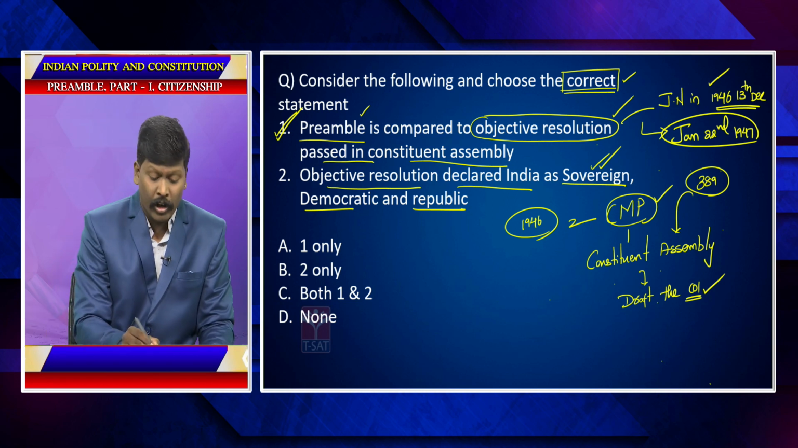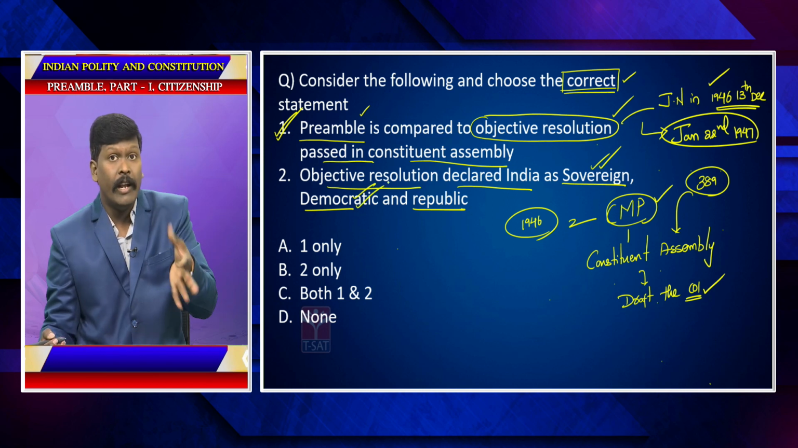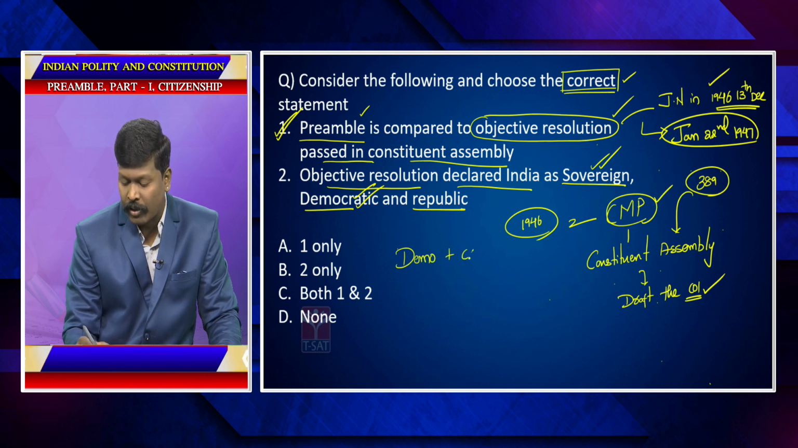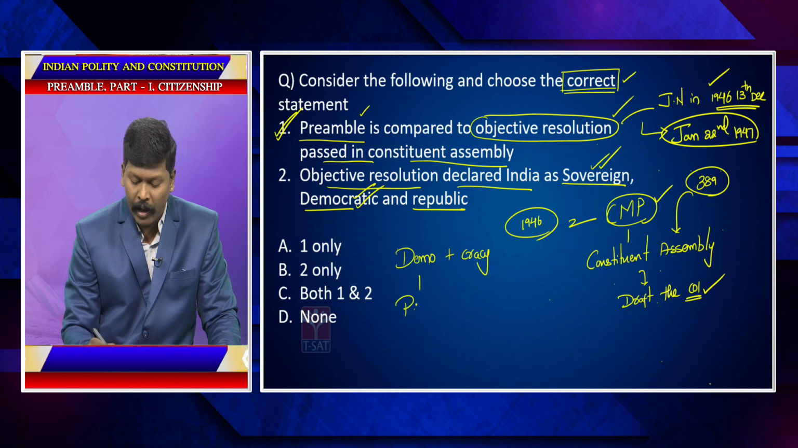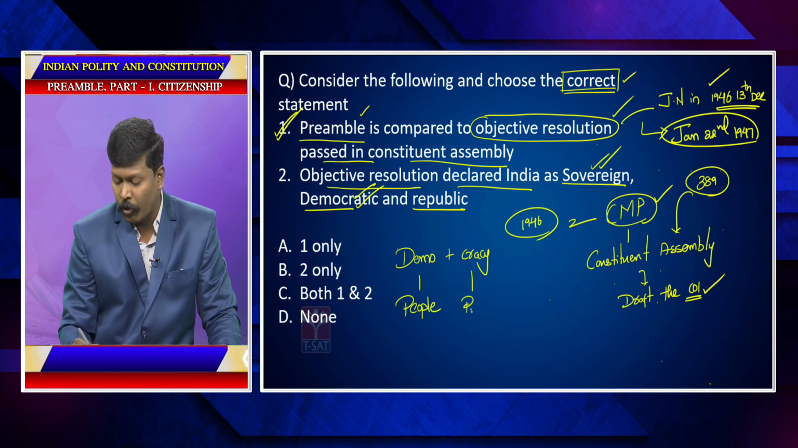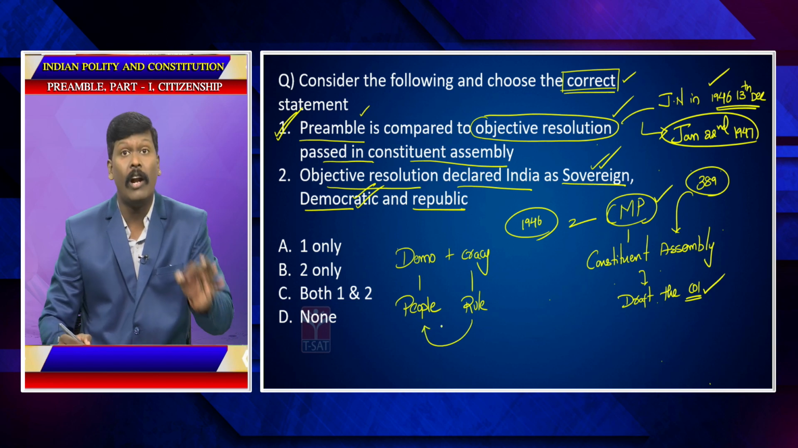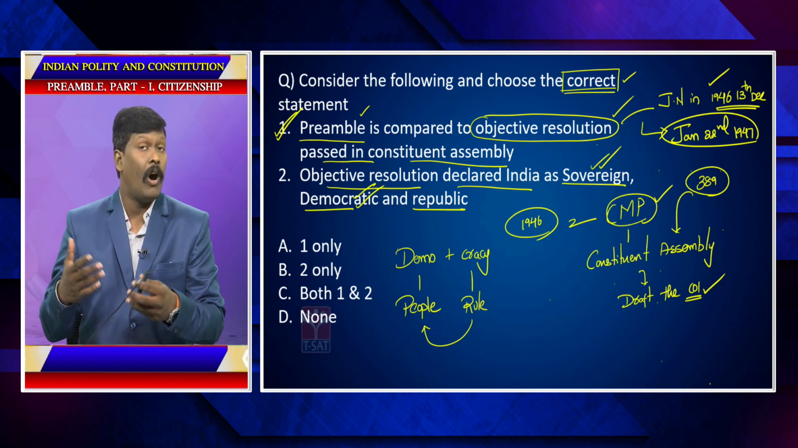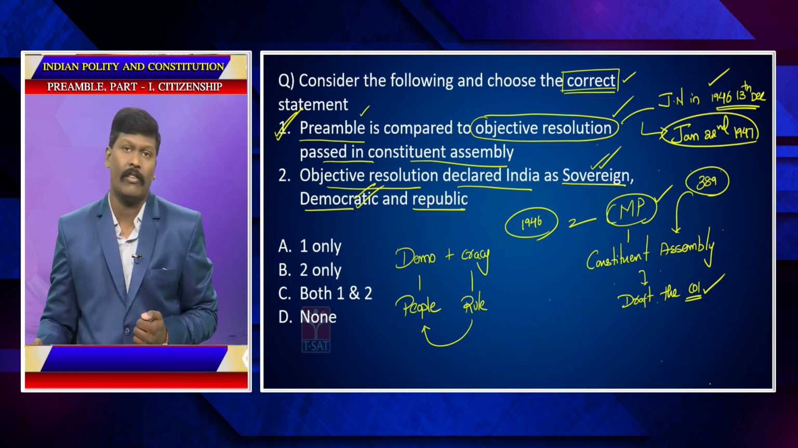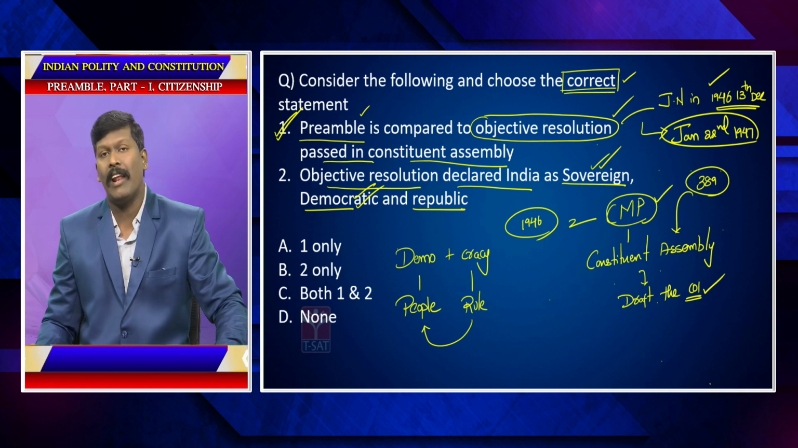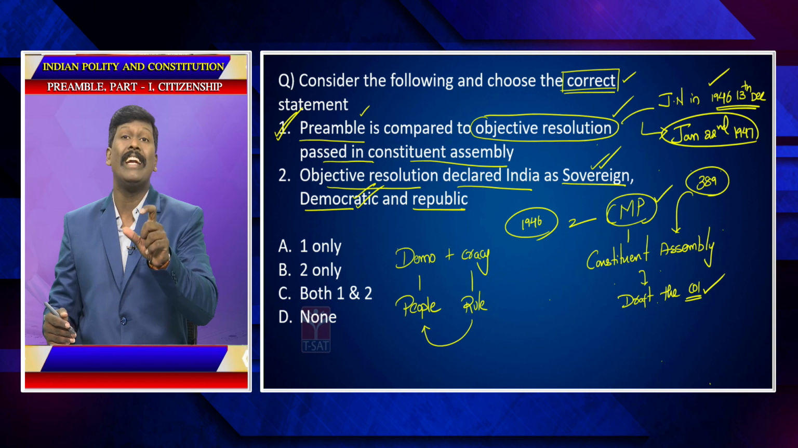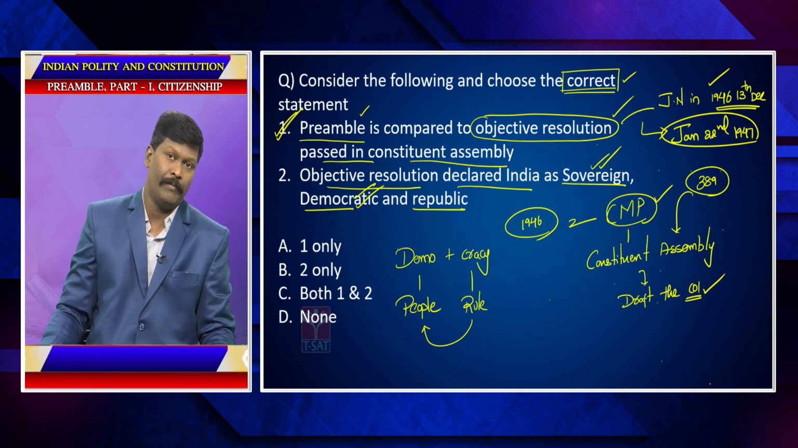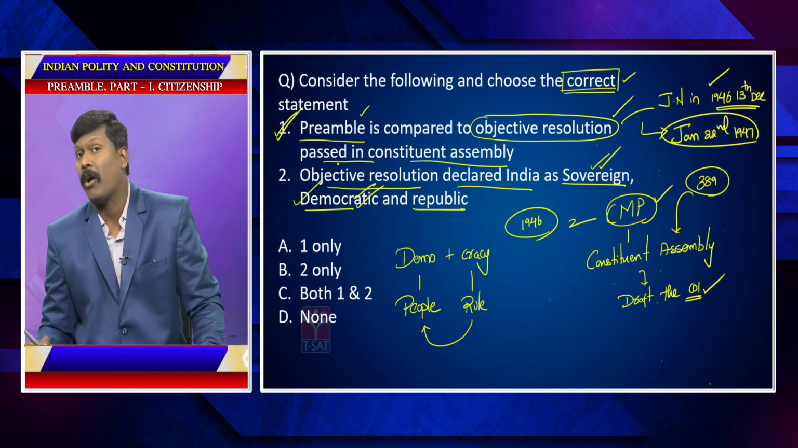Absolutely correct. India is not only a sovereign country, India is also a democratic nation. I told you in the first class, demo plus cracy. Demo means people. Cracy means rule. Rule by people is called democracy. In India or in the world, there are two types of democracies: direct democracy and indirect democracy. India follows indirect democracy, which is also called representative democracy. So India declared itself as a democratic country.